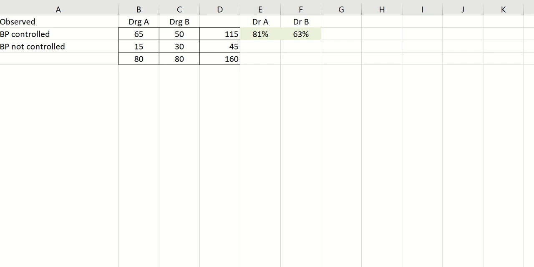So you have this example on Blackboard, and basically what you have here is two drugs, A and B. 80 people receive drug A and 80 people receive drug B. There's no reason why they should be equal sample size, but it just happened that they are. And the outcome of interest, our dependent variable, is whether the blood pressure is controlled or not. So you have controlled, not controlled. In drug A, 65 out of the 80 have blood pressure control. In drug B, you have 50 out of the 80 that have blood pressure control.